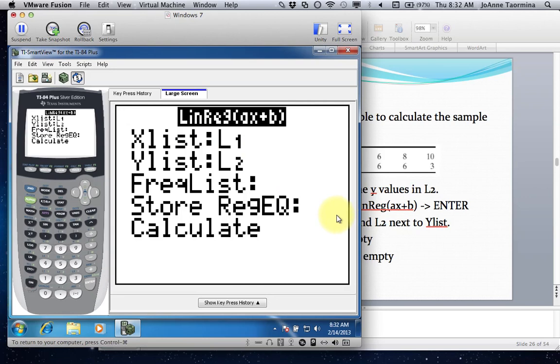Okay, we're asked for an X list, a Y list, frequency list, store reg EQ, and calculate. In X list, we identify the list where our X values are, which for me is L1, so I can leave that as it is. In Y list, we identify the list where our Y values are, which is L2, so leave it as is. Frequency list, leave it blank. If all your data is in L1, L2, there's no reason to have any number here for frequency list. We're going to store regression equation, that's REGEQ, what it stands for. We'll leave that blank for the time being, and go down to calculate. So the only things that we're really setting here are L1 and L2. And then we hit enter.